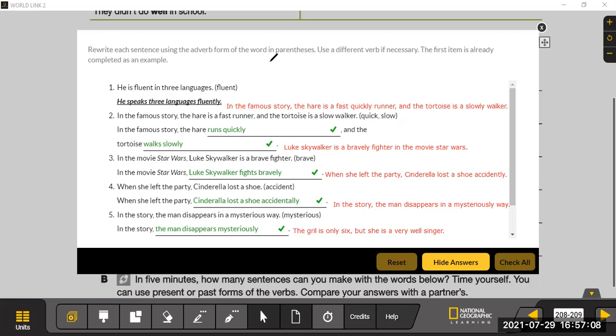Number 3 says, in the movie Star Wars, Luke Skywalker is a brave fighter. So it says, in the movie Star Wars, Luke Skywalker fights bravely. And Luke Skywalker is a bravely fighter. In that case, that sentence is okay also. It says, is a bravely fighter.